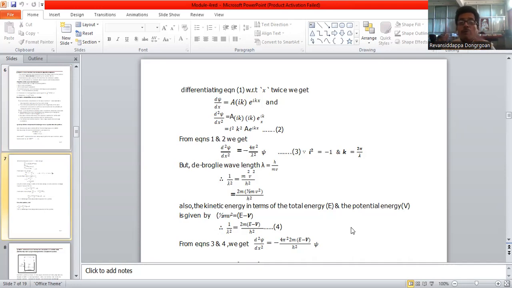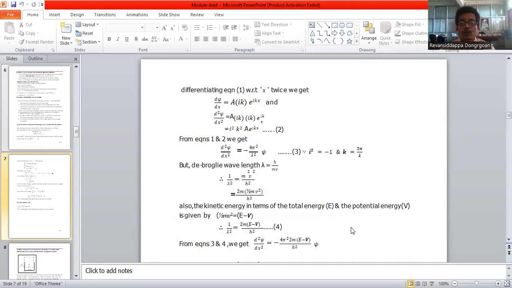When you compare equation 1 and equation 2, you will get dou square psi by dou x square equal to minus 4 pi square by lambda square into psi. Why did I write minus here? Because i square for the imaginary number is minus 1 only. So therefore minus 1.